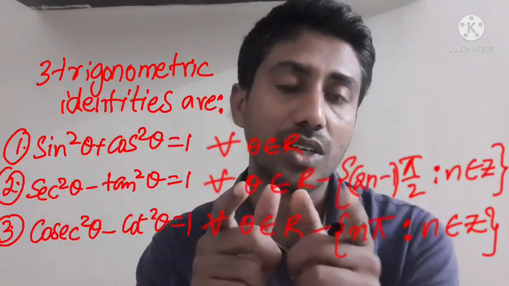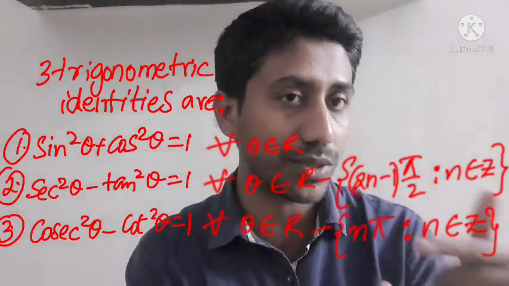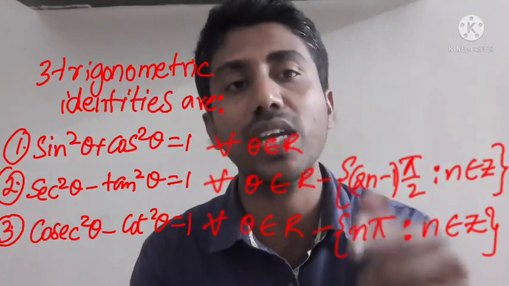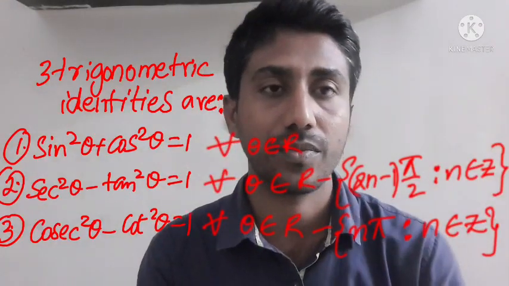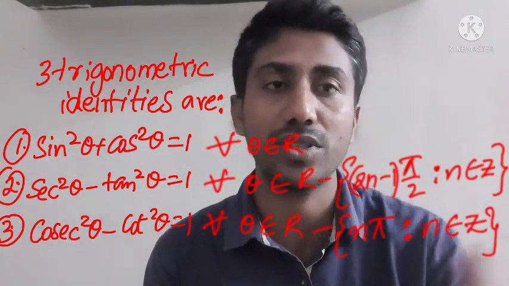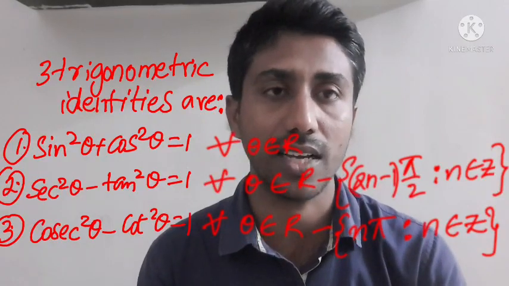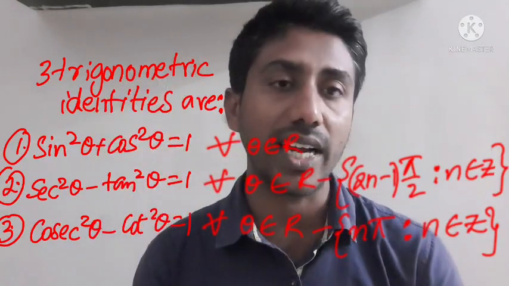Cosecant square theta minus cot square theta equals 1 is true when theta is not equal to even multiples of 90. Like that we can say. These three trigonometric identities came from the Pythagoras theorem.